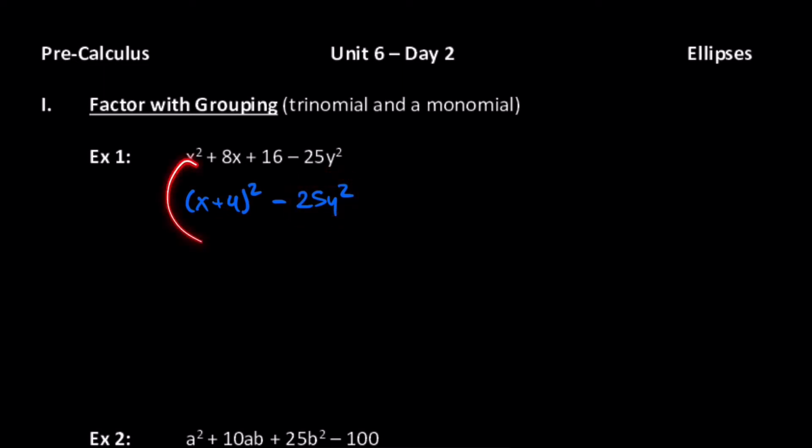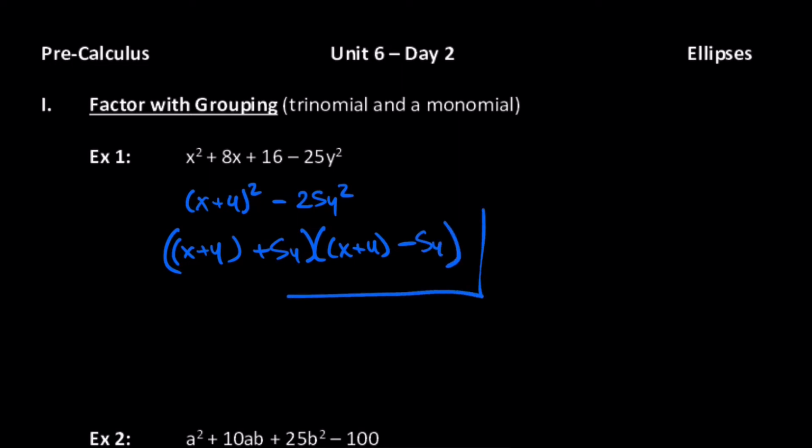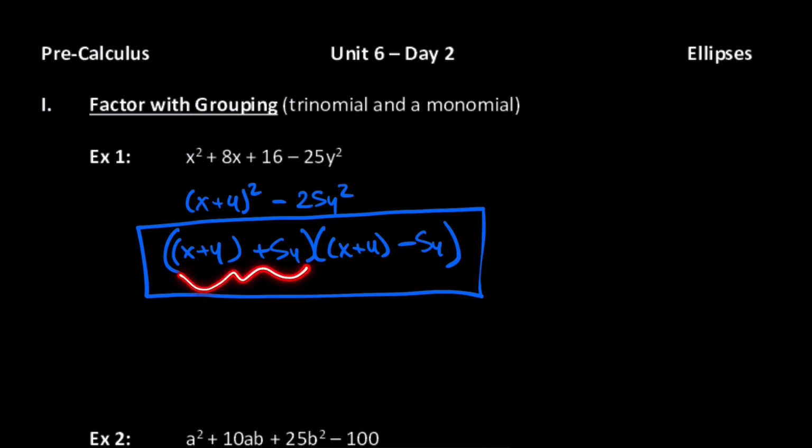So to factor this, I can do x plus 4, let me put that in parentheses, make it a little bit easier to visualize, plus 5y times x plus 4 minus 5y. And now that is fully factored. I have this factor times that factor. Now these parentheses here and here are not necessary, but you can certainly put them in.